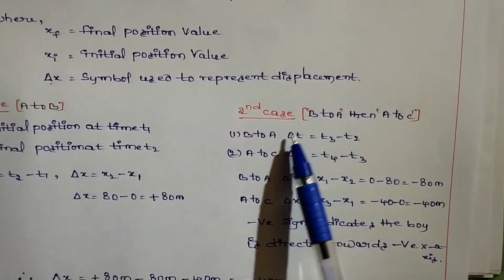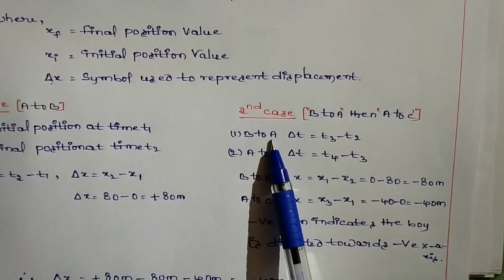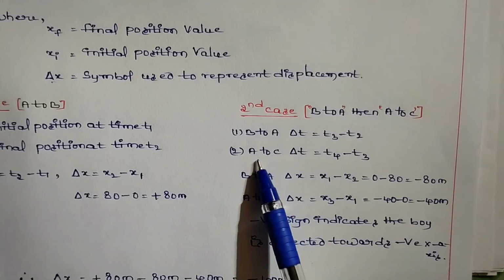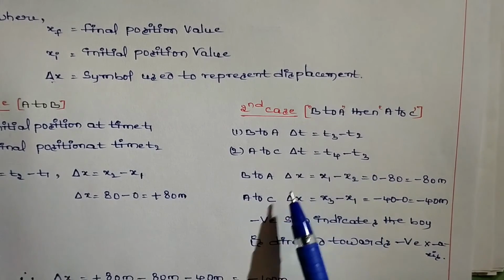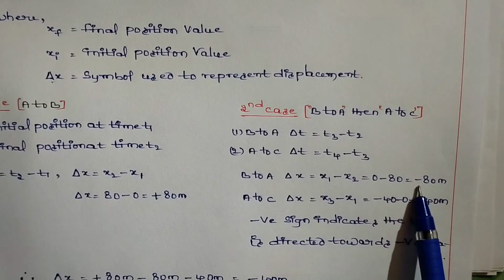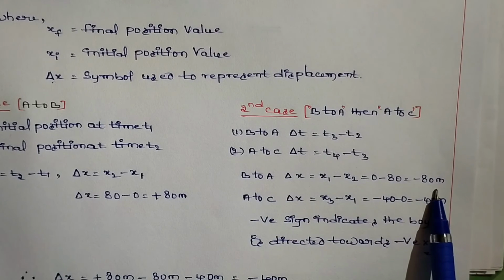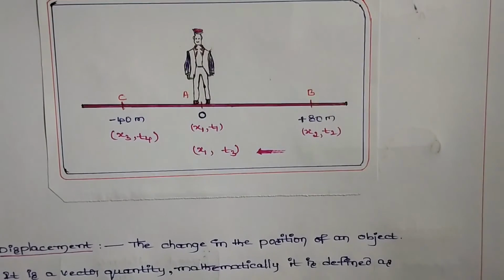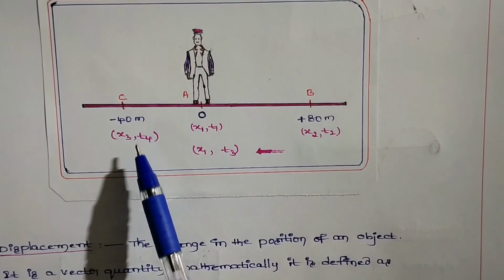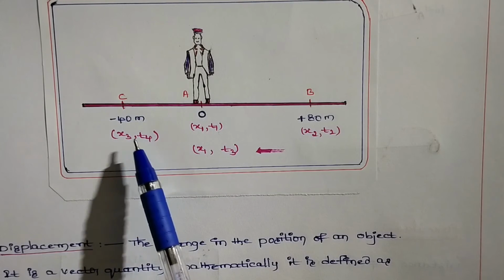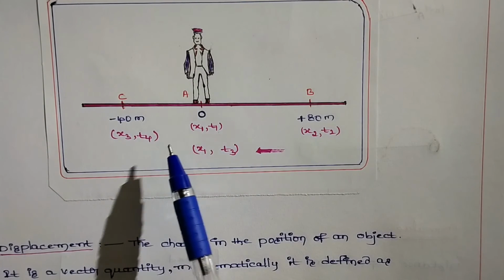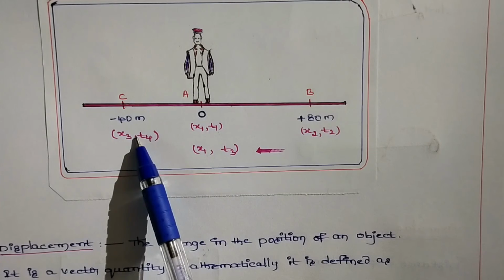Here from B to A, the time is T3 minus T2, and from A to C, T4 minus T3. For B to A, the position change is minus 80 meters. And from A to C, the position of the boy at C is x3. So he is moving from x1 to x3.